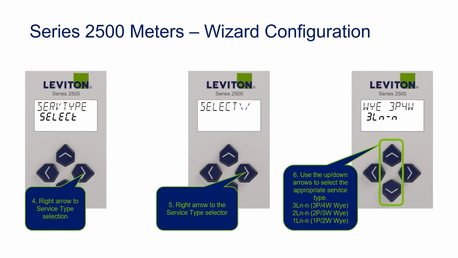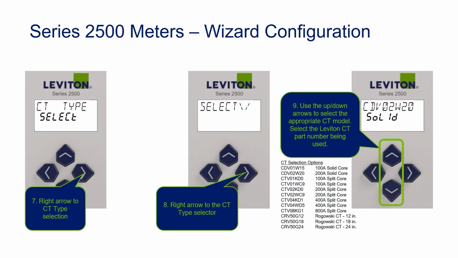There are 3 options for service type: 3 lines and neutral for 3-phase, 4-wire Y service; 2 lines and neutral for a single-phase, 3-wire Y service; 1 line and neutral for a single-phase, 2-wire Y service. The Series 2500 meter does not support Delta service types. A neutral is required to power the meter.